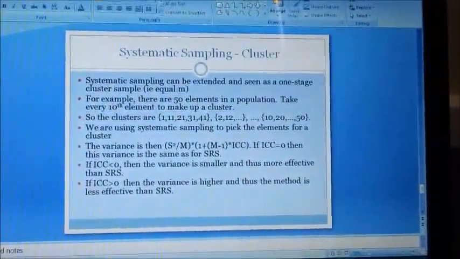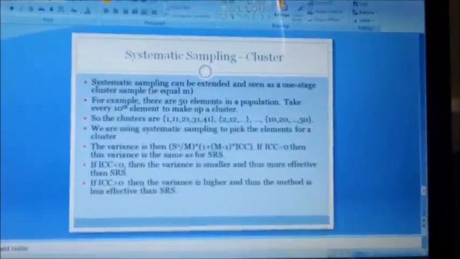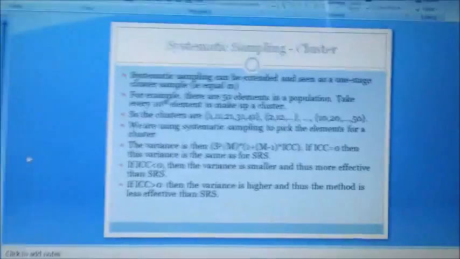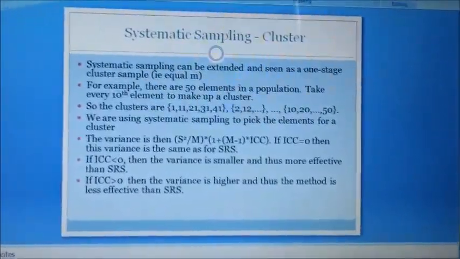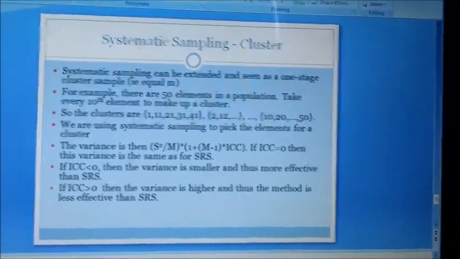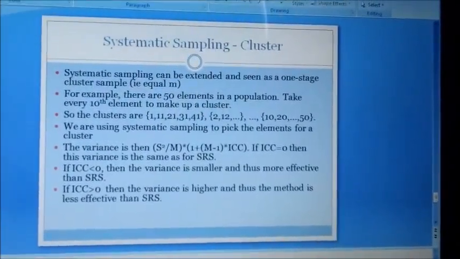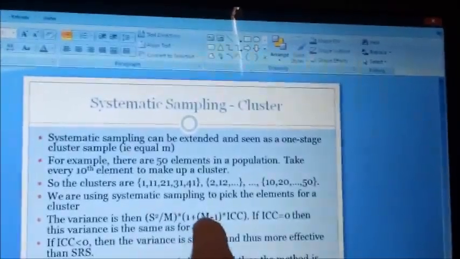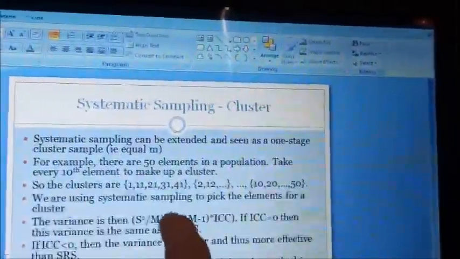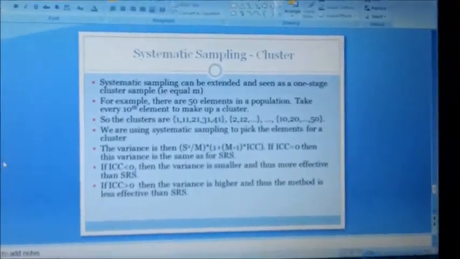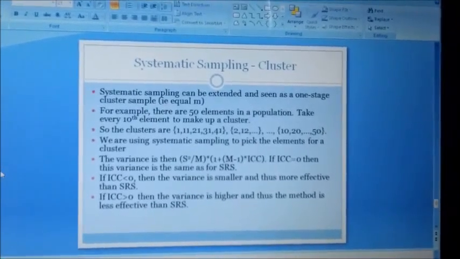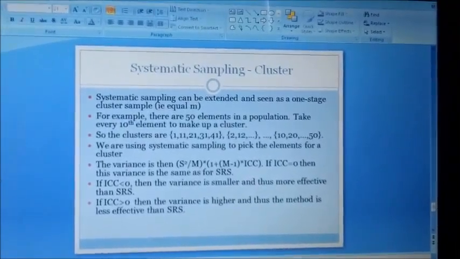Here we're clearly using systematic sampling to pick the elements for each cluster, so we're using systematic sampling to create our clusters. The variance of this is calculated as the total variance divided by m times the design effect. So if ICC is equal to 0, then this variance is the same as it is for simple random sampling, because you just have the total variance divided by m, because that term becomes 0 and it's just that times 1. Last of all, if the ICC is less than 0, then the variance will become smaller, meaning that this method is more effective to use than simple random sampling.